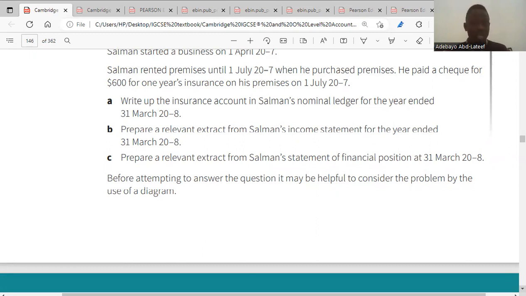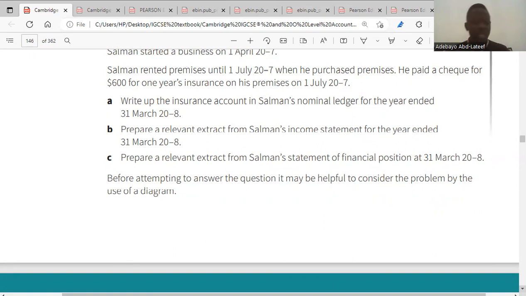And you have to take note that the year will end on the 31st of March because the year started 1st of April. So from 1st of April to 31st of March, that makes up 12 months for the financial year. So based on what we have, they said, write up the insurance account in Salma's nominal ledger for the year ended 31st of March 28.